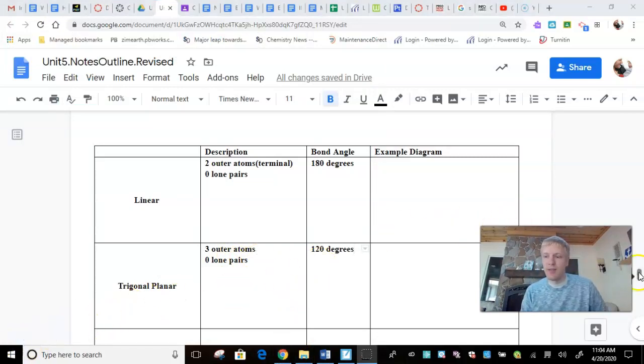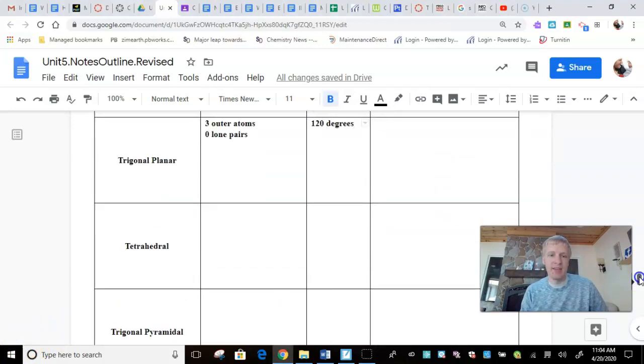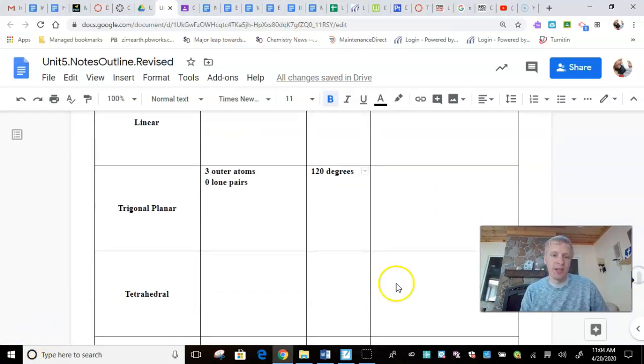Alright, let's move on to another shape, tetrahedral. So with tetrahedral, we not only have 2, not only 3, we have 4 outer atoms. 4 outer atoms. And again, 0 lone pairs. And the bond angle is 109.5.